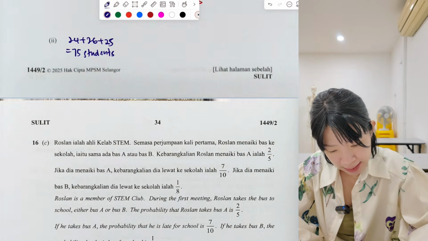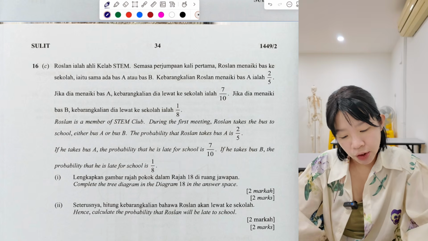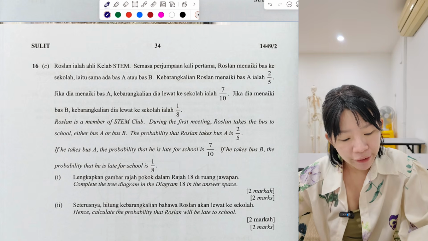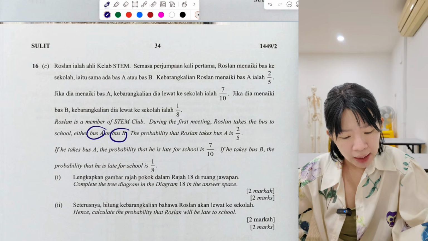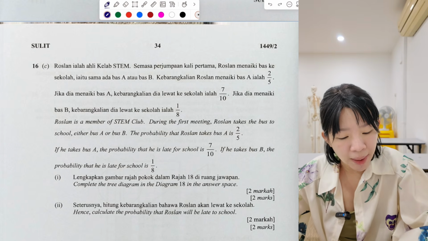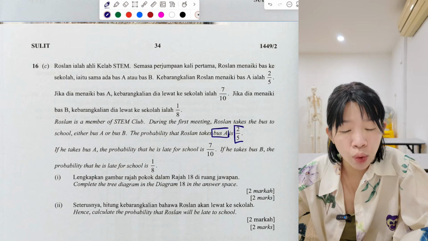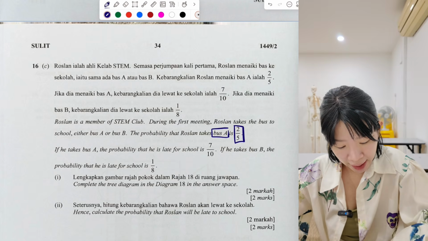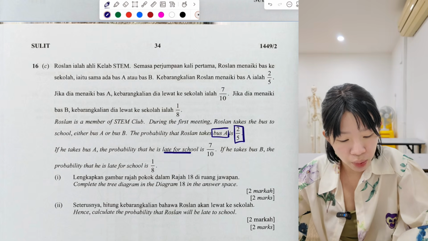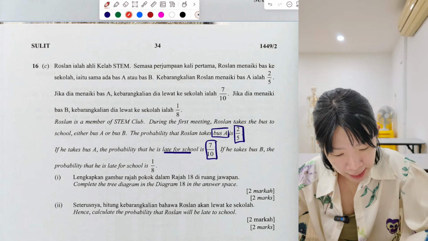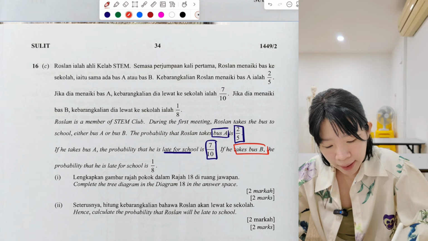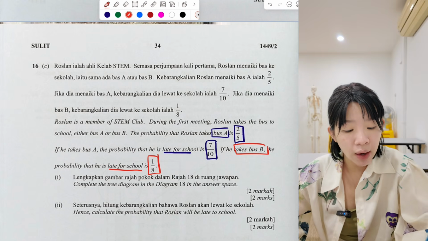Okay. Next, C. Okay, probability. So Roslan is a member of the club. During the first meeting, Roslan take bus is either bus A or bus B. Okay, the probability that Roslan take bus A probability 2 over 5. If he take bus A, the probability that he late for school is 7 over 10. If he take bus B, okay, on the other hand, if he take bus B, the probability that he late for school is 1 over 8.